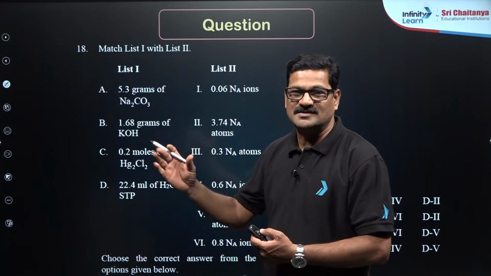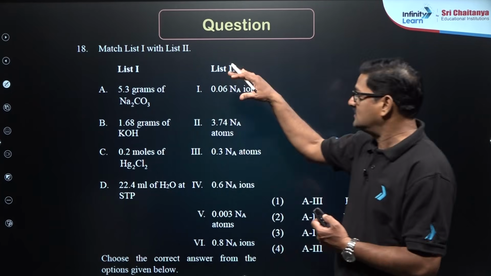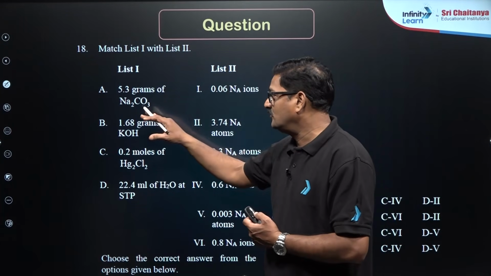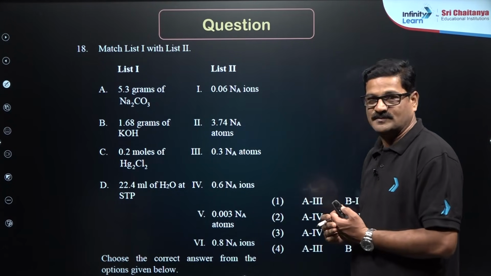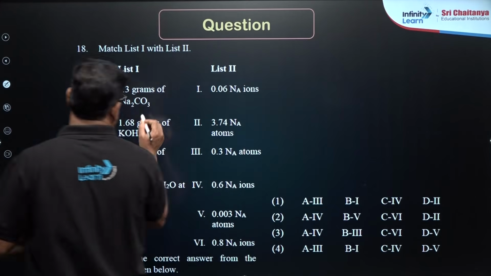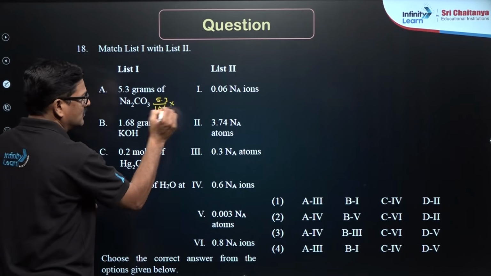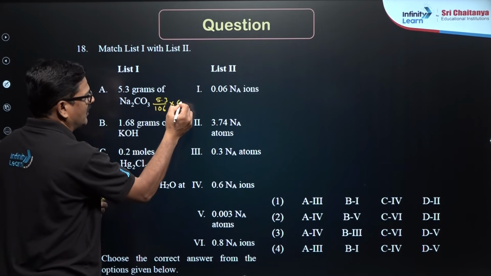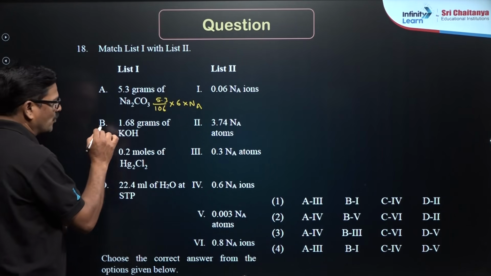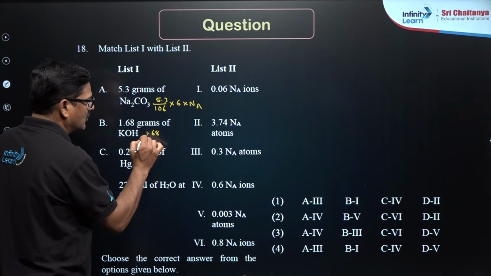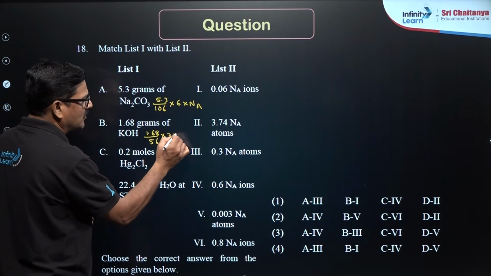Students, here it is a question simply based on the moles calculations. Here list 1 and list 2 are given, and in list 1, 5.3 grams of sodium carbonate is given. You have to take the number of ions or the atoms. So 5.3 upon 106 number of moles into 6 atoms into Avogadro number of atoms. So it matches here. Then 1.68 upon 56, the molecular mass, into 3 atoms into Avogadro number.